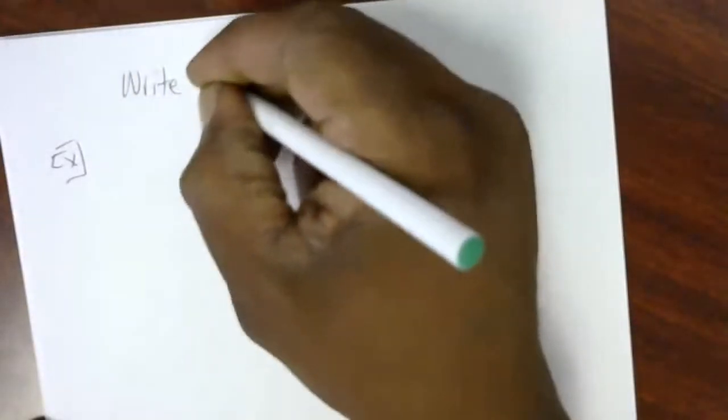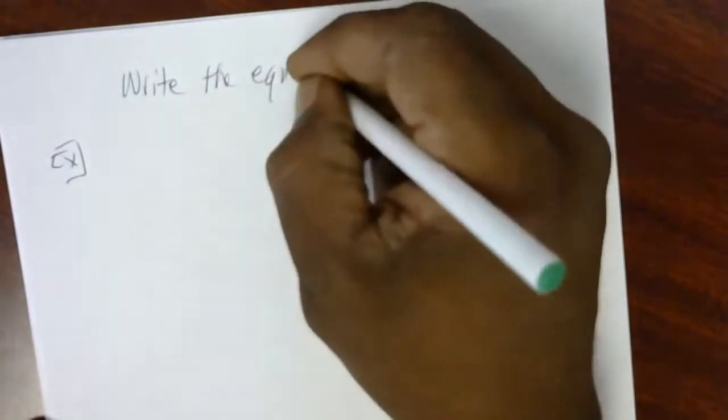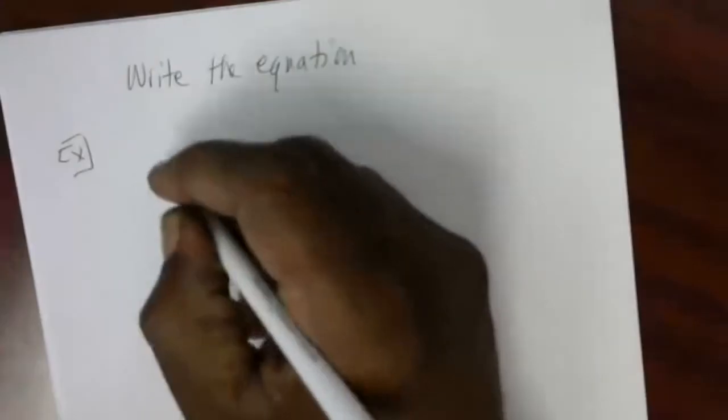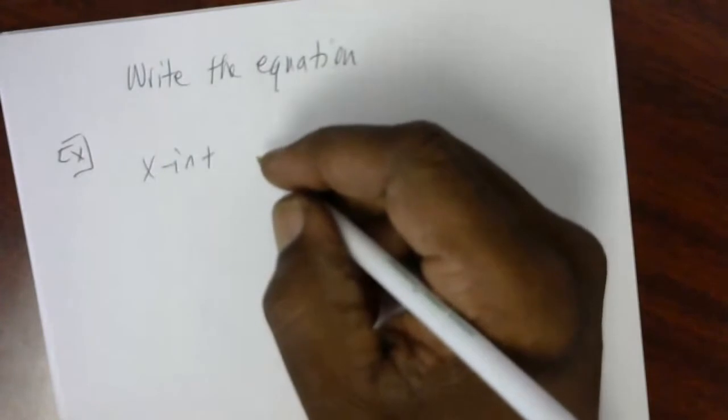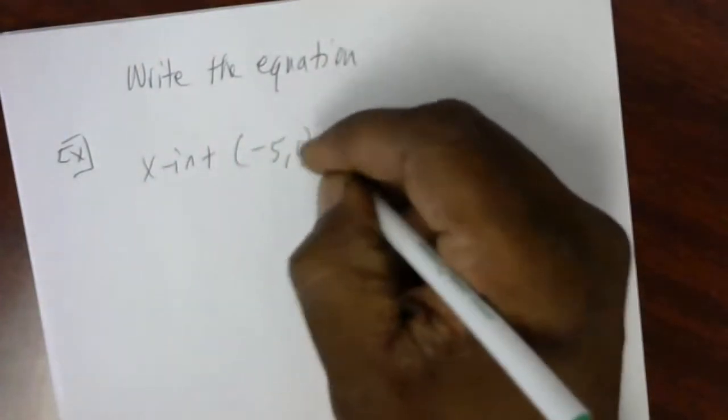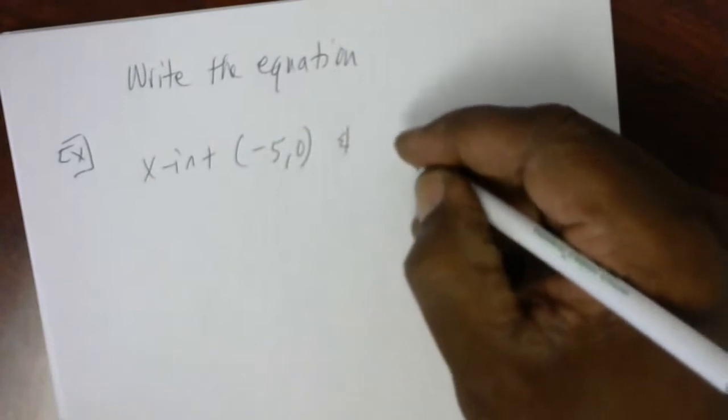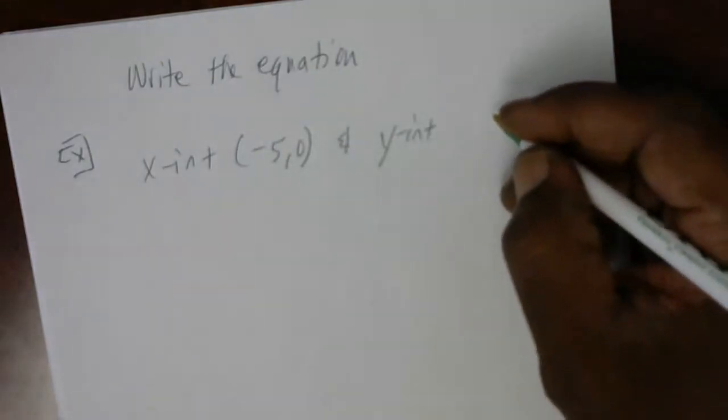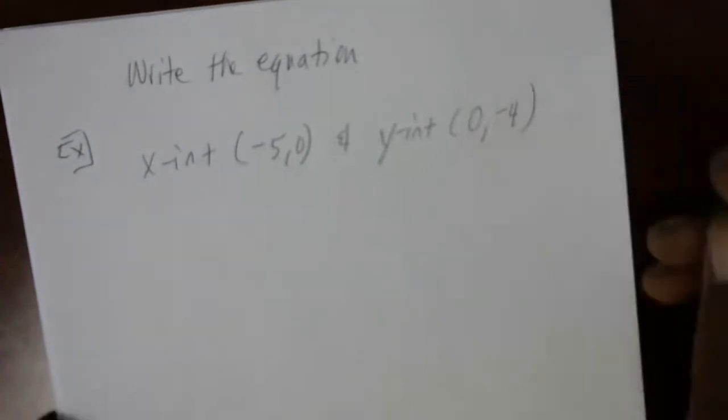All right, and it's just a few more examples. And this will actually be the last handwritten example, I believe. And the rest of these, I do want to show you how to graph using XYZ. So here it asks to write the equation. We have the x-intercept is -5, 0. And the y-intercept is 0, -4.